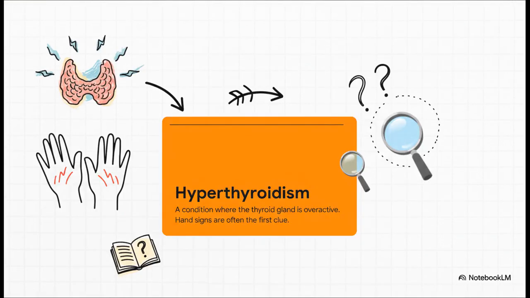And all these little signs, they're often pointing in one direction, an overactive thyroid, or what we call hyperthyroidism. Finding these clues in the hands is huge because it lets you build a working theory that's going to guide the entire rest of your examination.